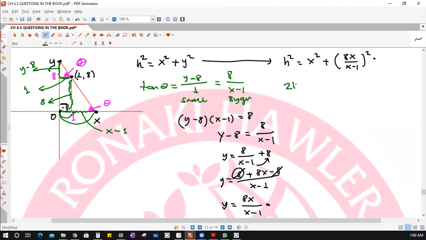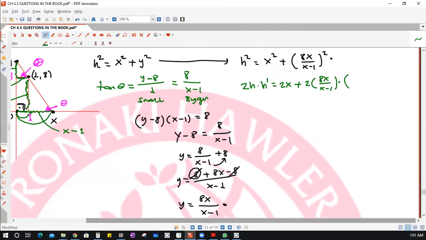It is 2h h prime is equal to 2x plus, this is chain rule along with the quotient rule, 2 comes down, 2 times 8x over x minus 1 times the quotient rule: denominator x minus 1 squared, and derivative of the top is 8, 8 times denominator minus numerator, it is 8x, times denominator's derivative 1. Close the parentheses.